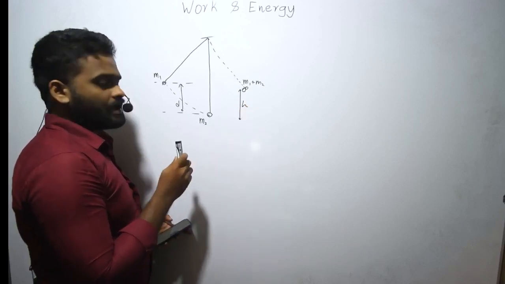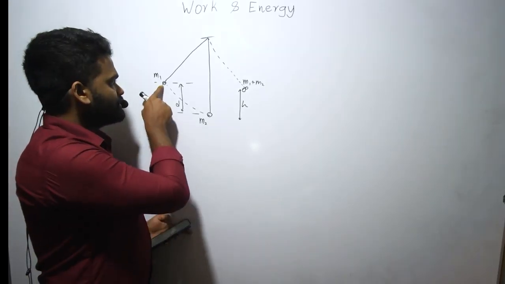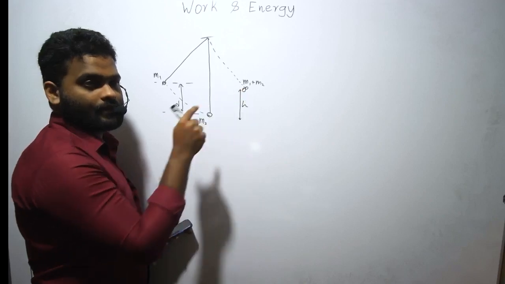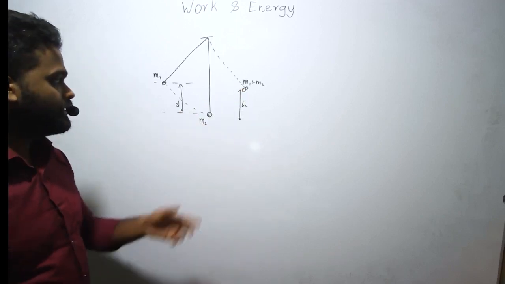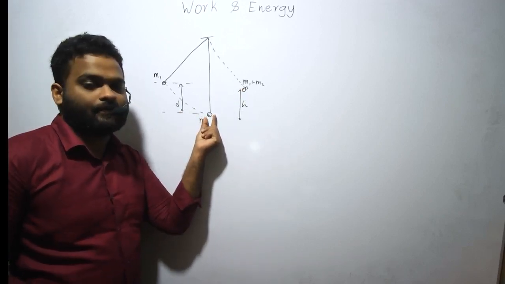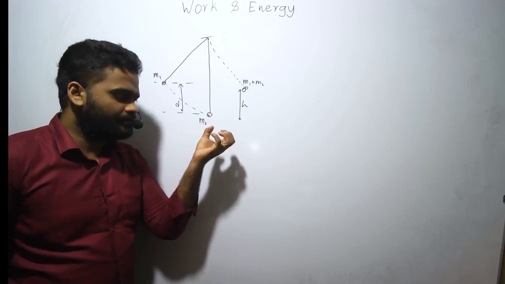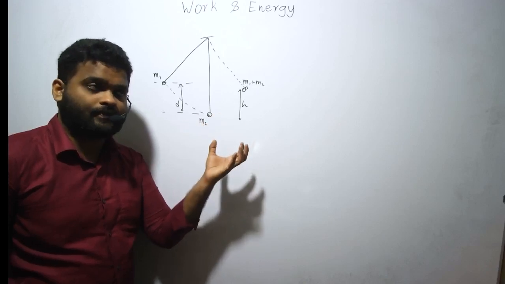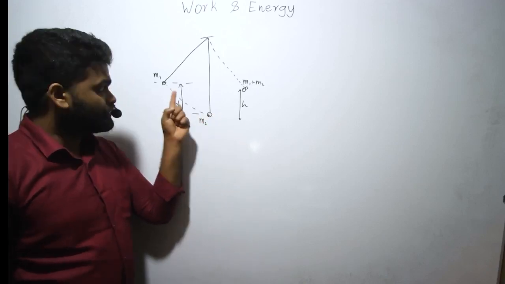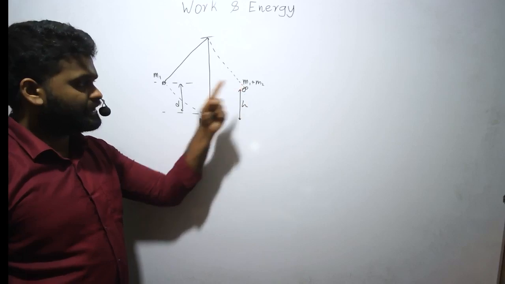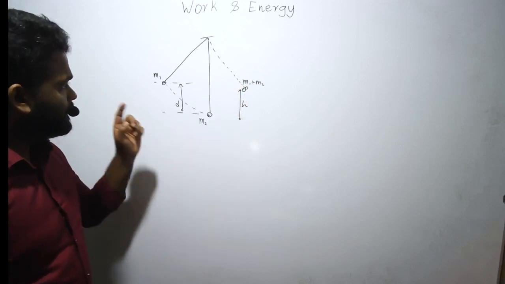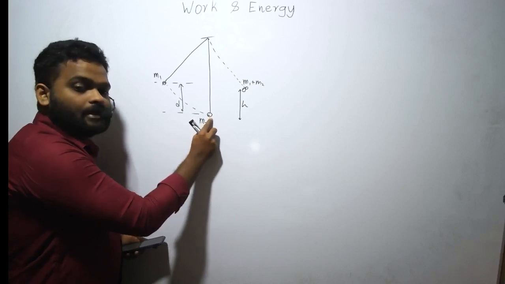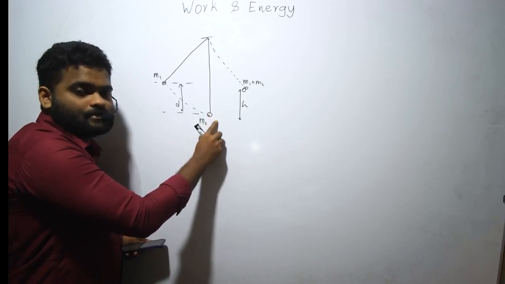So in this case, can't we apply energy conservation? Can we say that the energy here is equal to the energy here? You cannot say that, right? Because there's a collision. When they attach after the collision, there is the maximum kinetic energy loss. So there's energy loss, and you cannot say the energy here is equal to the energy here. So you have to apply momentum conservation for this collision.